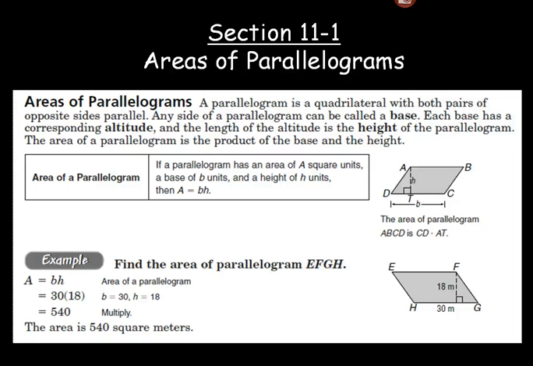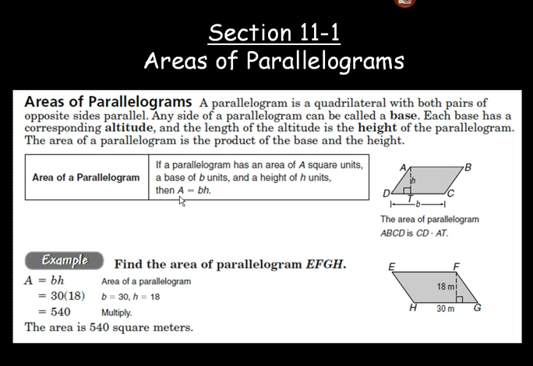Hello everybody. In these sections we're going to talk about the areas of a few different types of figures: parallelograms, trapezoids, triangles, and so forth. The first formula we're going to talk about is the area of a parallelogram. And remember, a parallelogram is a quadrilateral that has two pairs of opposite sides that are parallel.